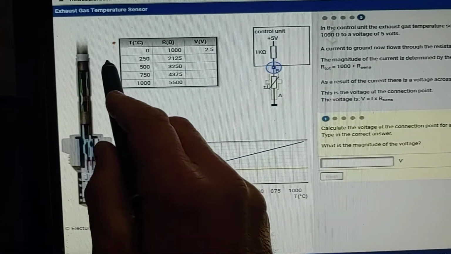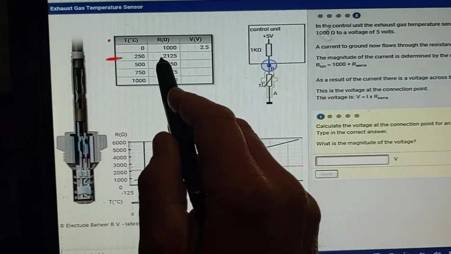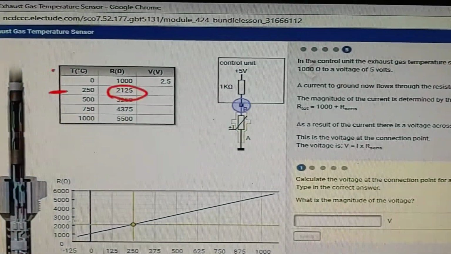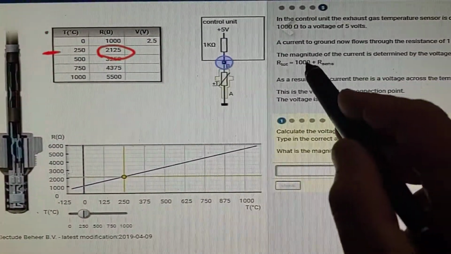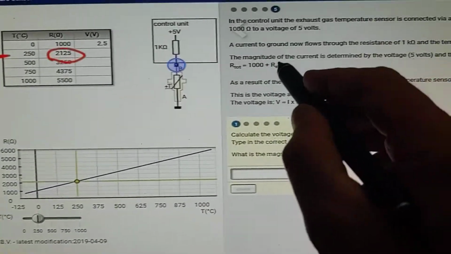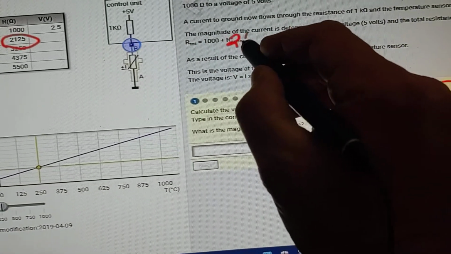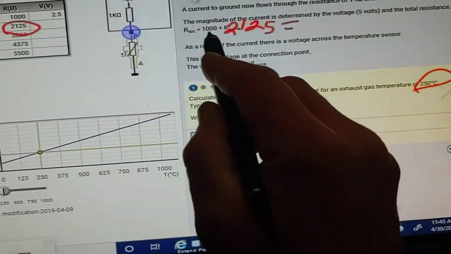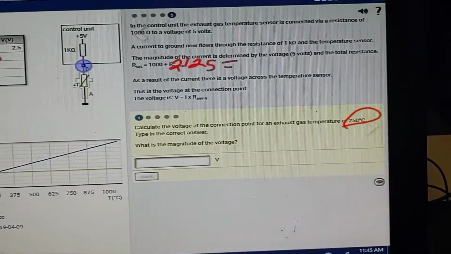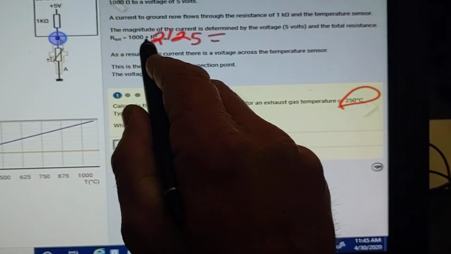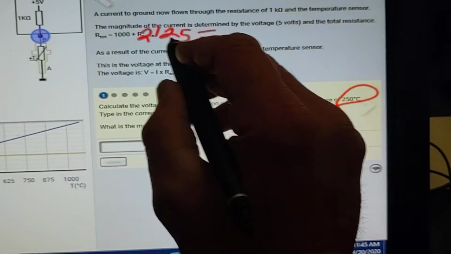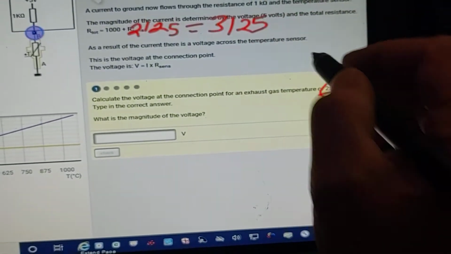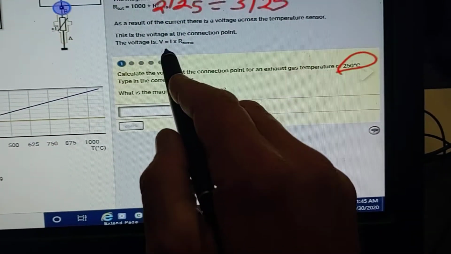At 250 degrees on this line right here, you see that the resistance of the sensor is 2,125 ohms. So when you take that and put it in the equation, the total resistance for this calculation is going to be 2,125 plus 1,000, which is 3,125. Then you have to determine what the current is.